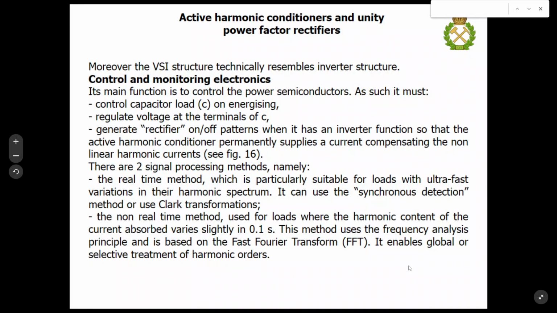And also the main functions of control and monitoring systems of such active filters. The first function is the control of capacitor load. The second function is the regulation of voltage and generating some current to eliminate harmonics, or consuming some current to charge the storage capacitor.